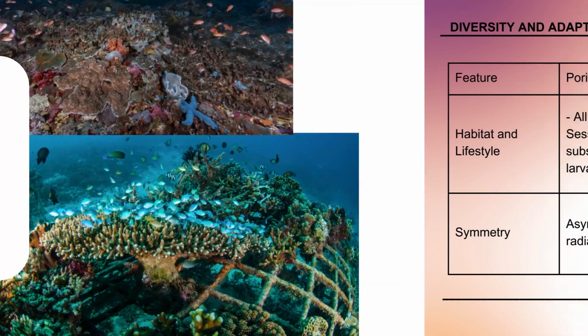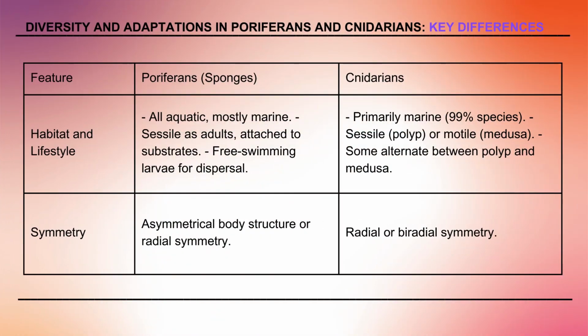At this part, we are going to discuss the key differences of Poriferans and Cnidarians. As what have been discussed earlier, there are Poriferans or sponges and Cnidarians, such as jellyfish, corals, and sea anemones. These aquatic organisms have unique structures and survival strategies that help them thrive in their environments. So here, we will be able to compare and contrast Poriferans and Cnidarians to better understand their specialized adaptations and analyze the ecological importance of these species.